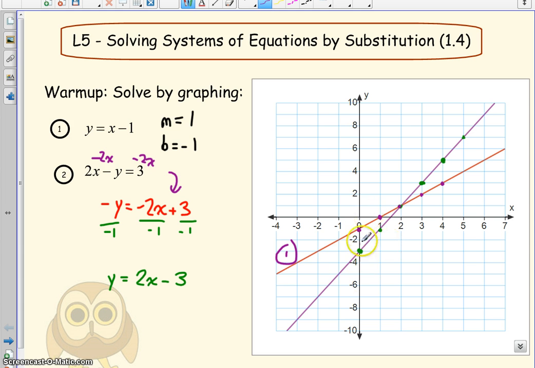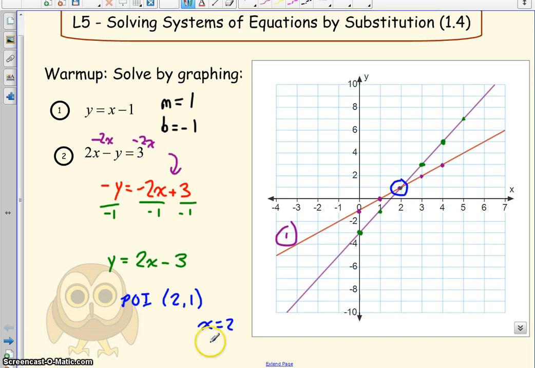So starting from the y-intercept of -3, I went up 2 over 1 to the right, up 2 over 1 to the right, and so on and so forth. When I graphed both my lines, I saw my point of intersection was right here at the point (2, 1). Okay, so that's my POI, which means the solution to this linear system is that x equals 2 and y equals 1. Okay, that'll be my solution.